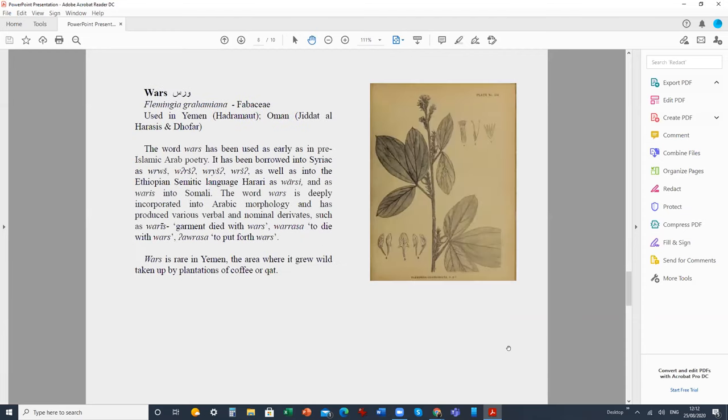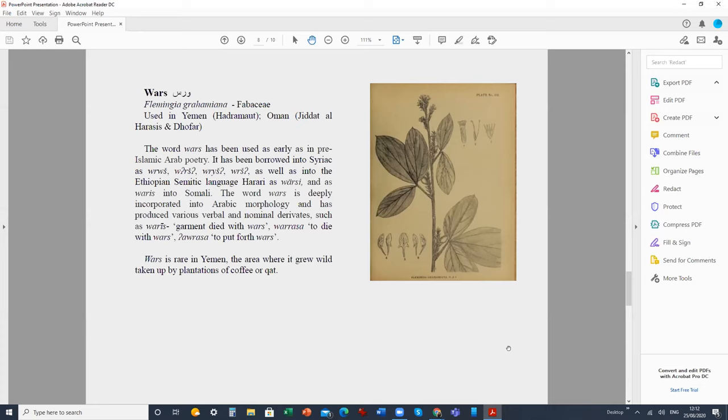It has been used in pre-Islamic Arab poetry, the word wars. It came into Ethiopian Semitic languages in Harari as Warsi. It is called Waris in Somali. It is basically deeply incorporated into the Arabic morphology. And of course, various verbal and nominal derivatives have formed around this word. So mawrus is a garment dyed with wars. Warrasa, to dye with wars. Awrasa is to put forth wars.